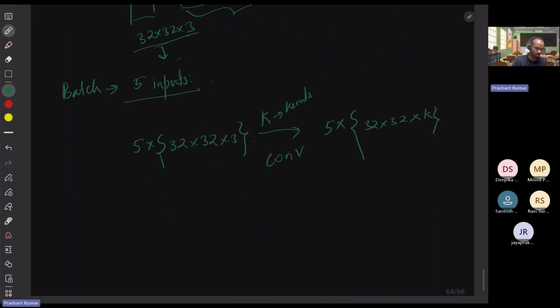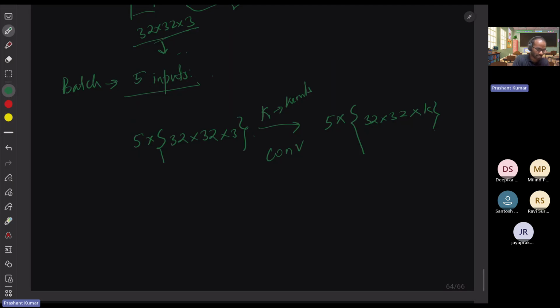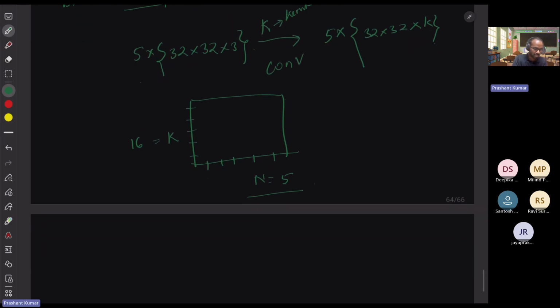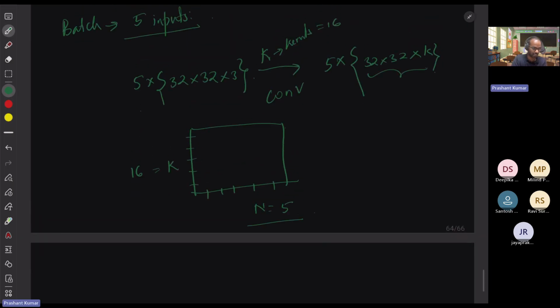Okay. So basically, for each kernel, for each input, I will have a simple 2D space in which I have k kernels here and n inputs here. Here n is 5. Let's call k 16. In this case, 16 kernels and 5 inputs. Correct? So after this, I have this much data.